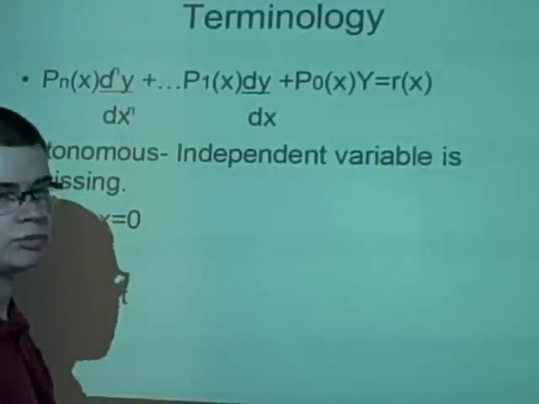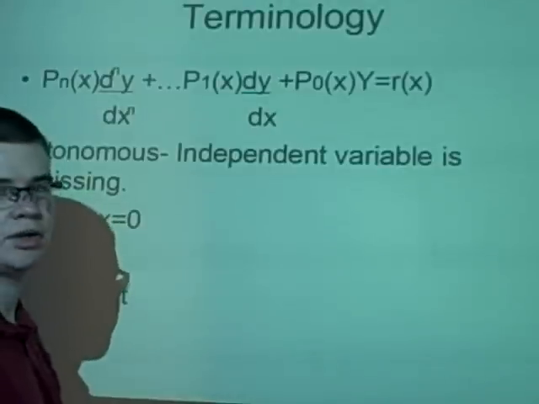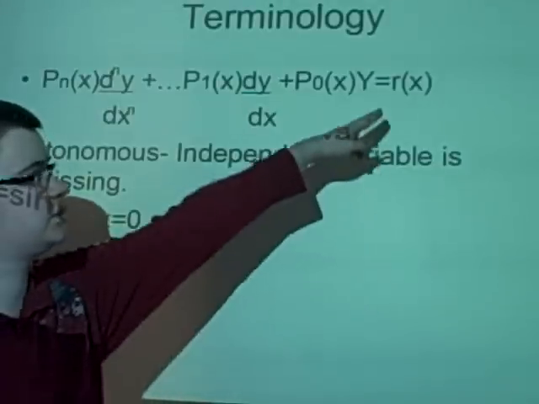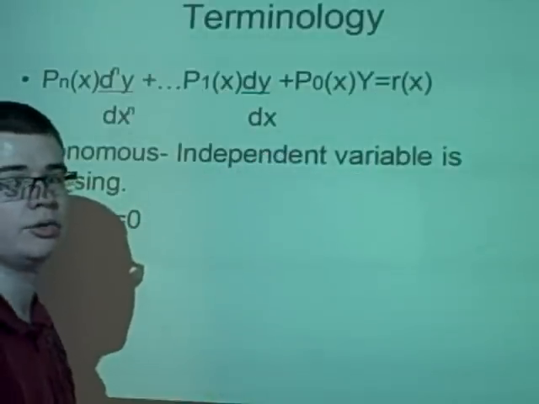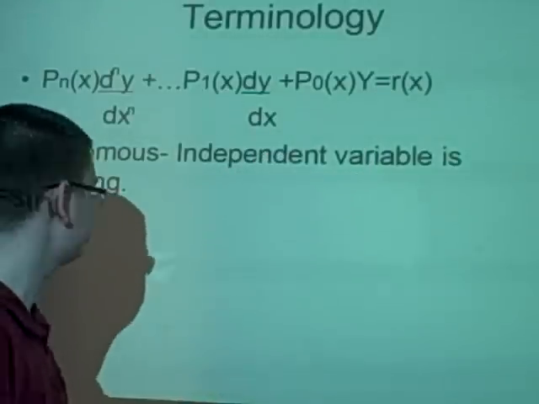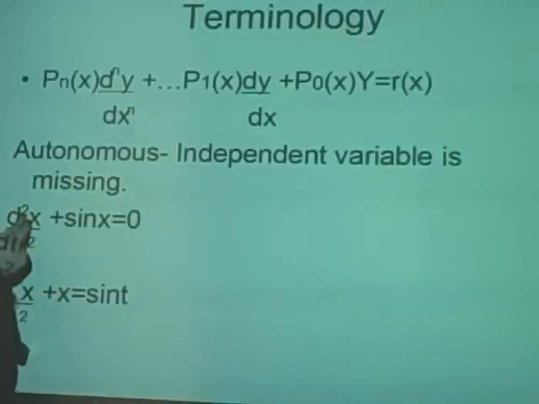Now, an autonomous equation is where there is no independent variable, which in our case is x. If there was no x, then it would be an autonomous equation. So we've got a couple of examples here. We have d2x over dt squared plus sine x equals 0. First of all, we know this is a second order differential equation because it's got d2x.